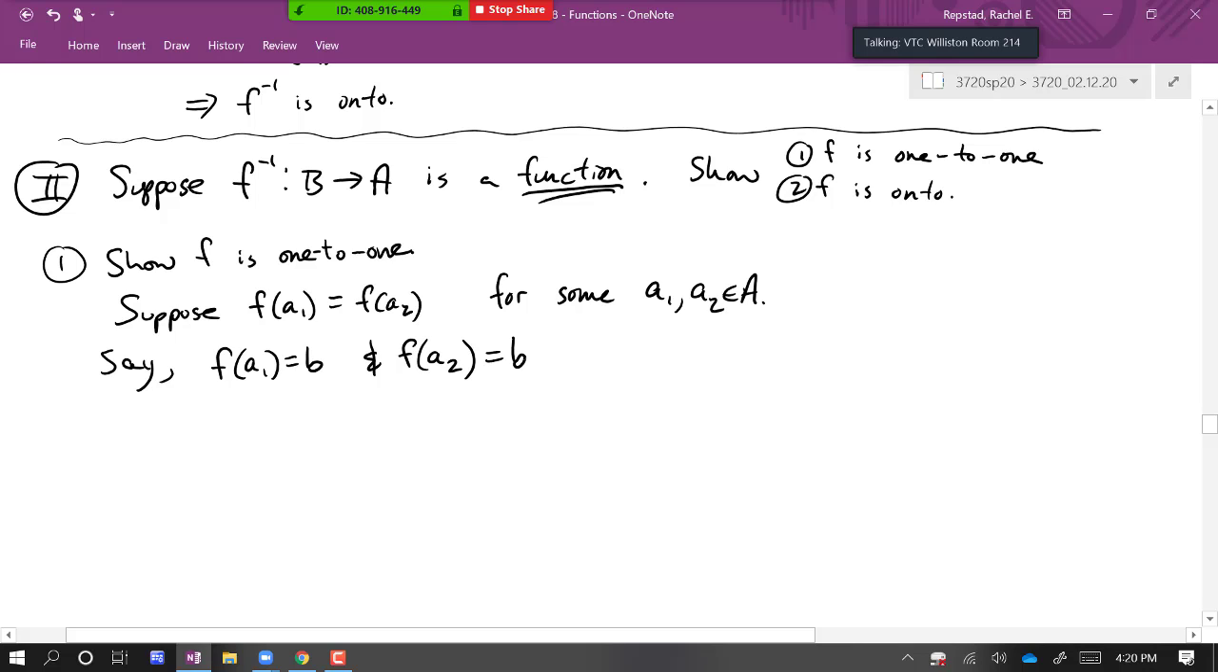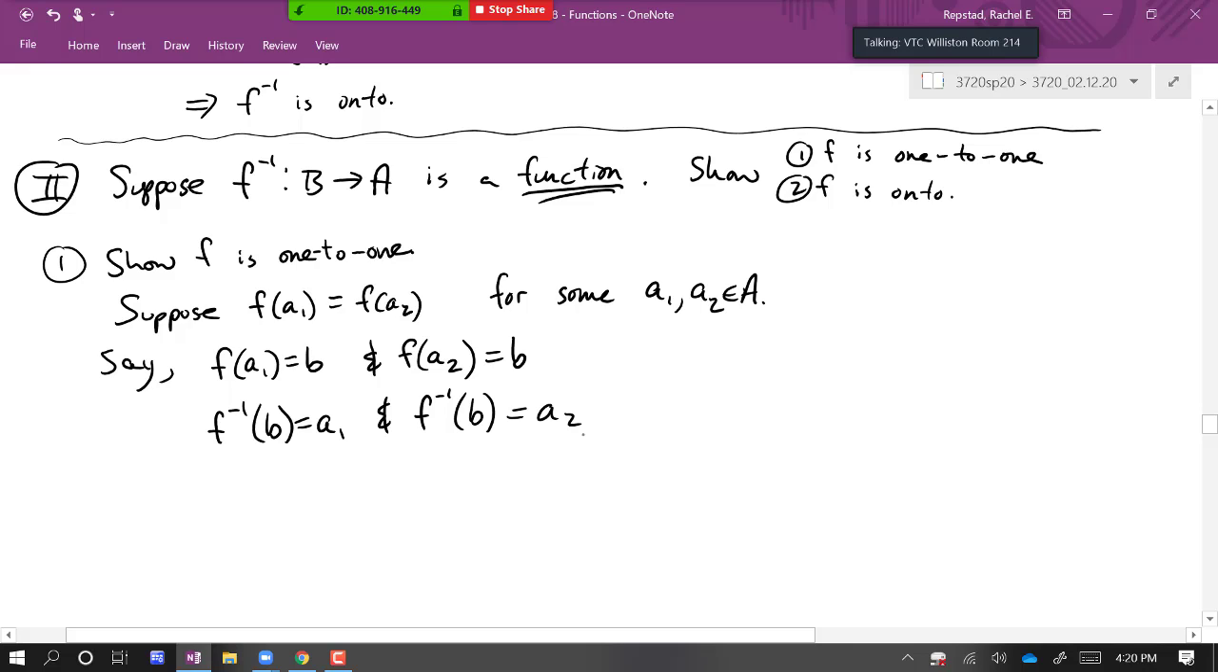So I've got these two equations. What can we do with them? We can say F inverse of B is A1. Because we know that F inverse is a function, right, that maps from B into A. So we can turn this around to get the F inverse equation. F inverse of B is equal to A1, and F inverse of B is equal to A2.